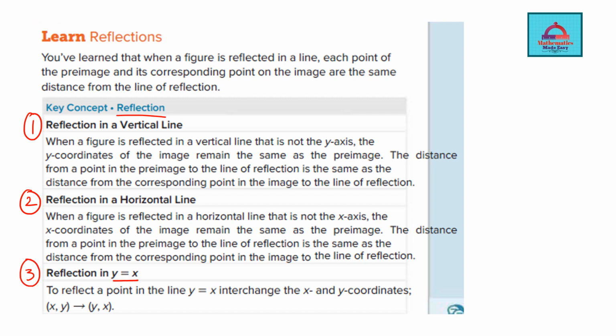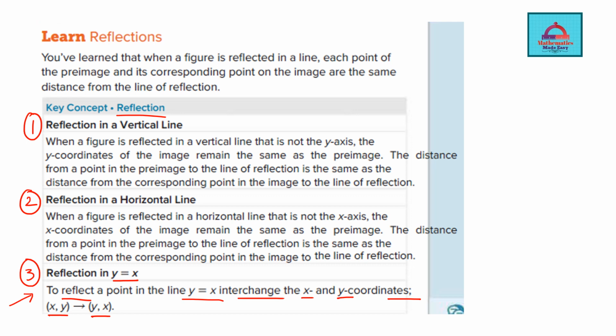So what is the key concept? First and the easiest is y equal to x, where the y and x coordinates are going to be equal. To reflect a point about this line, simply interchange the x and y coordinates. So (x, y) becomes (y, x). This is the easiest to do, and we can use this formula to solve questions 1 and 3, as I told you.